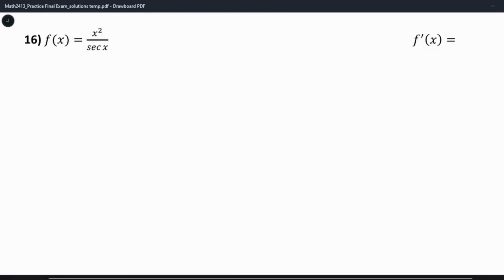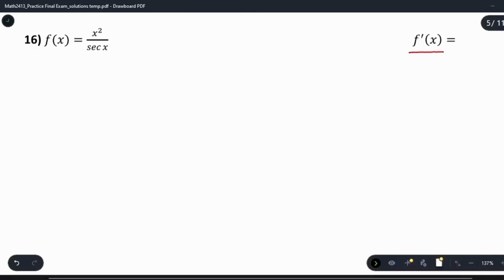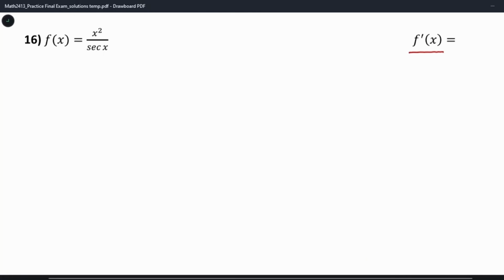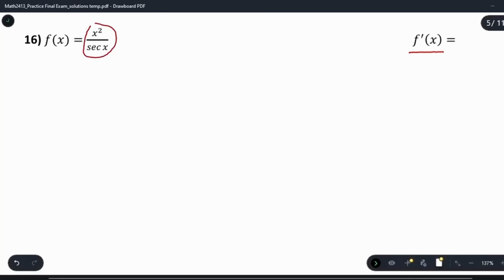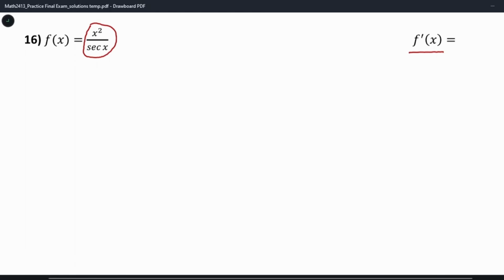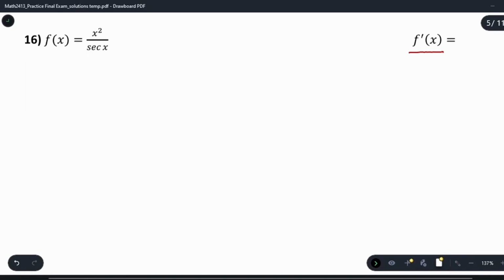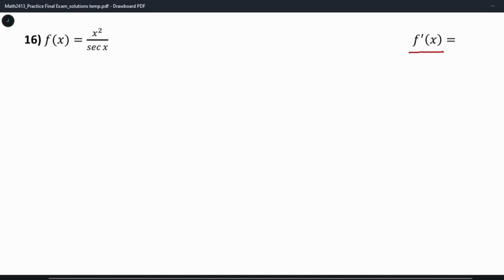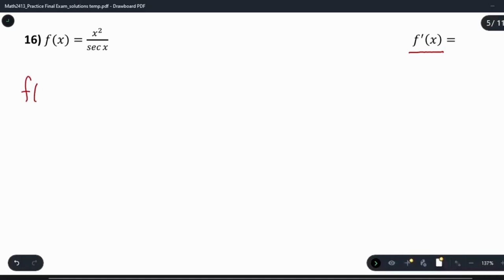Next, number 16. We need to simply find the derivative. We don't have to evaluate this time. But I see that my function is not only a rational function, but it involves a trig function. So since I don't really like to do the quotient rule or have to take the derivative of secant, I'm going to see if I can simplify this. Here we go. I happen to know a trig identity that says that secant is the same as 1 over cosine x.